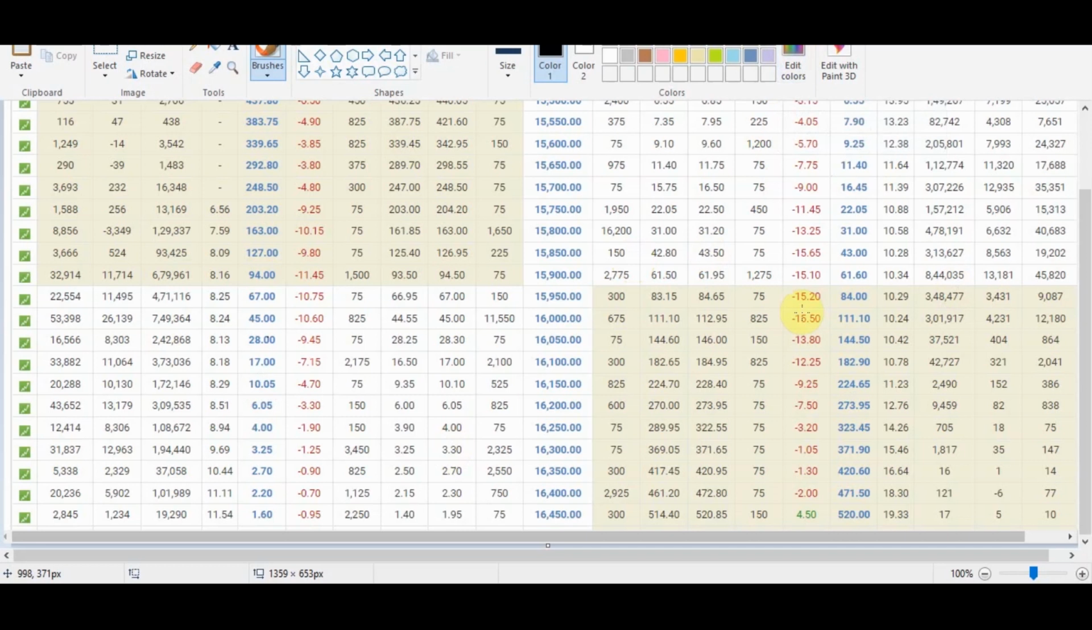So if I want to play slightly aggressive, I want to take some more risk, I can also sell the 15,800 put and 16,050 call. It all depends on your risk appetite. So that's for neutral view.